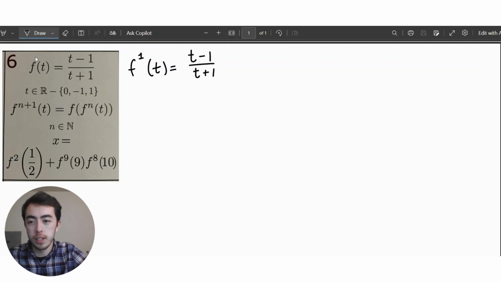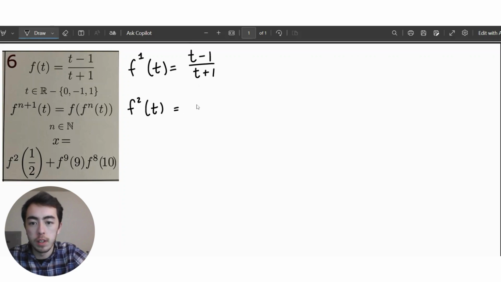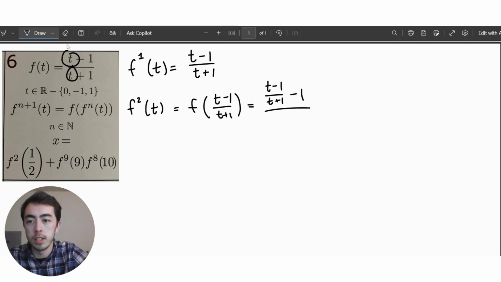So f1 of t, I'm assuming, is just the first function I'm given. And then f2 of t is defined by this recursive relationship. So I just need to do f of 1. So that's going to be f of, and then f of 1 looks like t minus 1 over t plus 1. And then this function notation says to just put my input, this t minus 1 over t plus 1, anytime I see a t. So t minus 1 over t plus 1, and then plus the 1. And I'd like to simplify that.